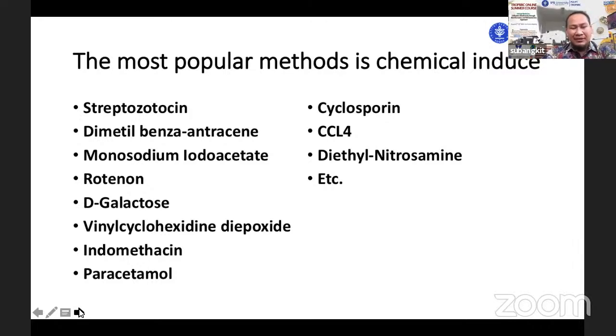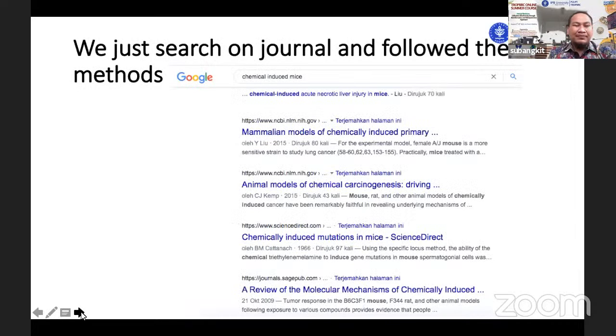We only search in journals, and we follow the instruction, follow the dose, follow the administration, and decide what chemical induction method to use for our results. So the strategy is we just search on the internet, in journals or scientific reports, for how to administer the chemical, how to make the dose, how to inject. We only check on the internet from the journal, so we can follow the instruction and run our experiment.